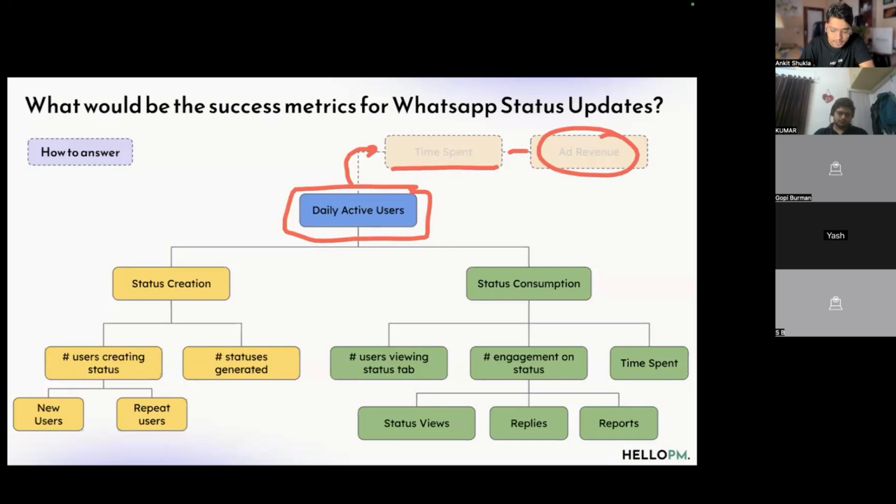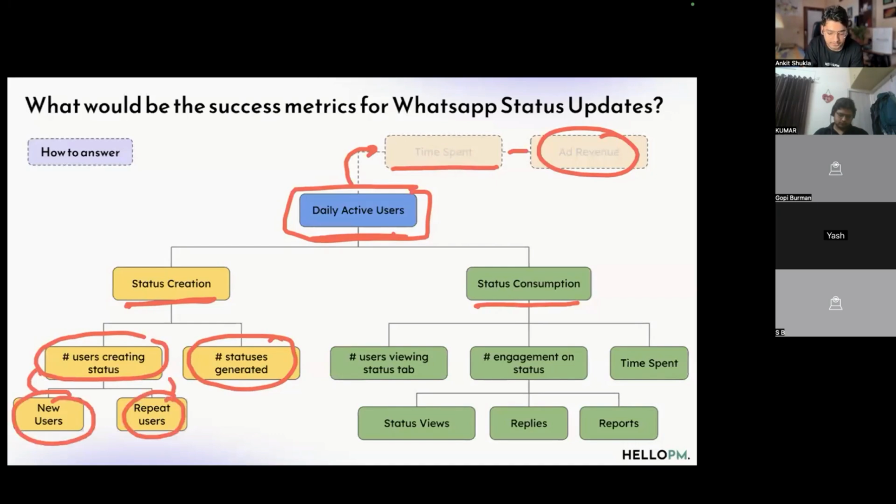Now you can divide this particular metric into two parts. People who are creating the status, people who are consuming the status. Now, people who are creating the status can also be doing two actions: the number of people who are creating the status, and the number of statuses that they are generating. And then new users who are doing this and old users who are doing this.